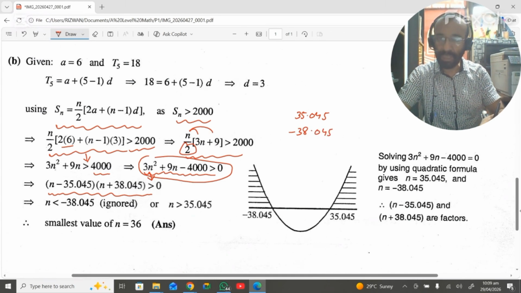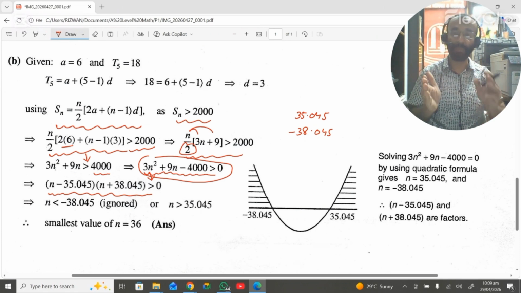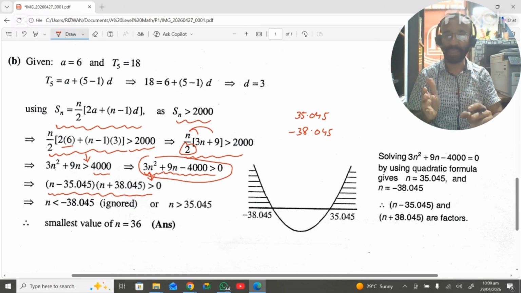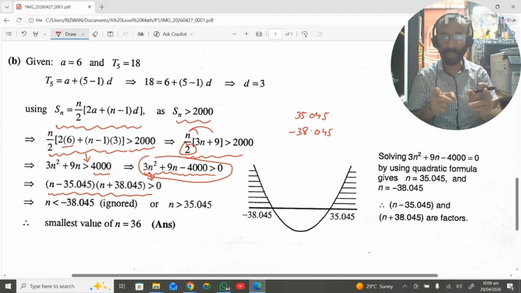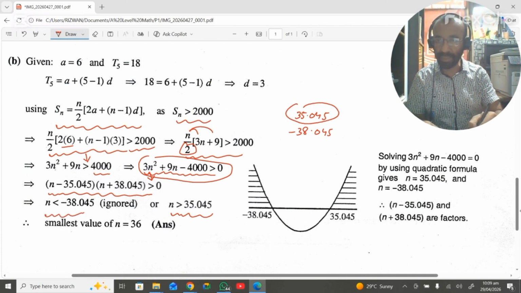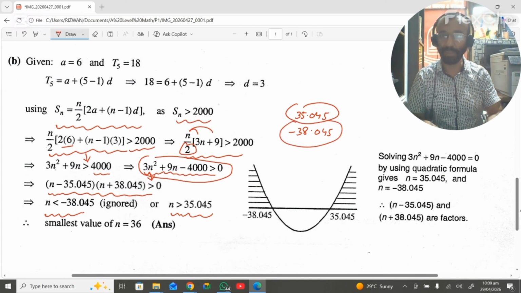Okay, because the sign is greater than 0, remember one thing: whenever there is a greater than 0 sign, the answers will be greater than the greater value and lesser than the lesser value. So n is greater than the greater value, and n is lesser than the lesser value. But the final thing is, because n is the number of terms and the number of terms cannot be negative, we will ignore this value, and this is the answer.